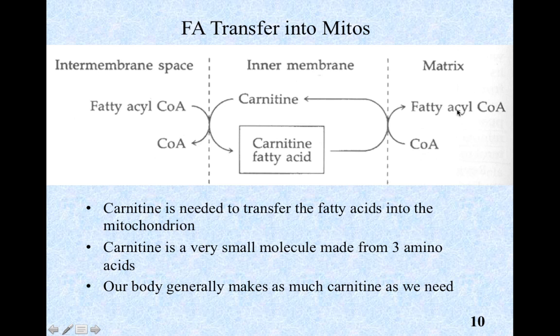We're now in the mitochondrial matrix. Okay? Now, one of the issues that can limit fatty acid beta oxidation is its transport across the inner membrane. So keep that in mind as we go forward, because that could be one of the advantages that cells have when they use ketone bodies for energy.